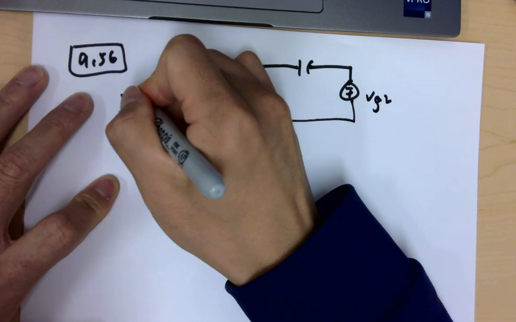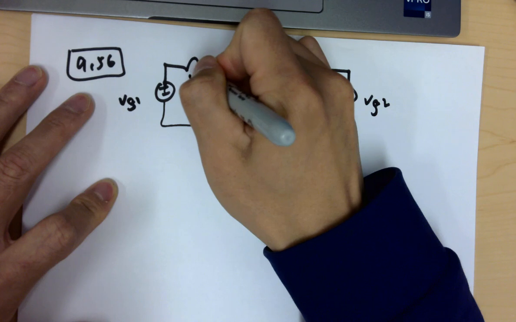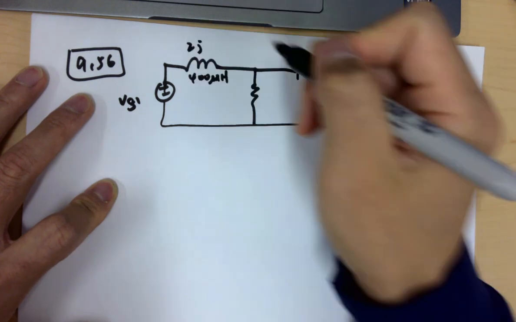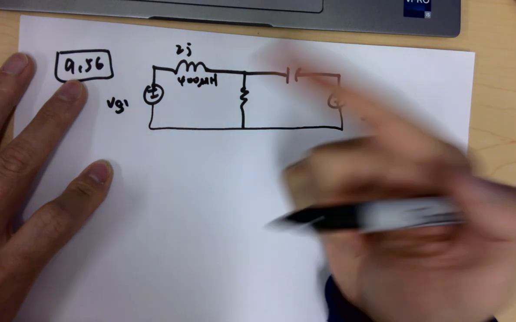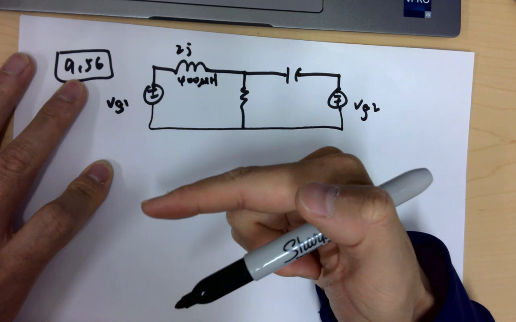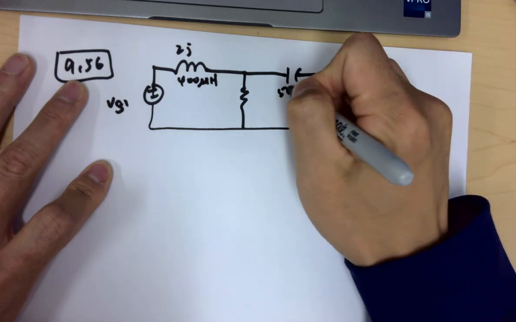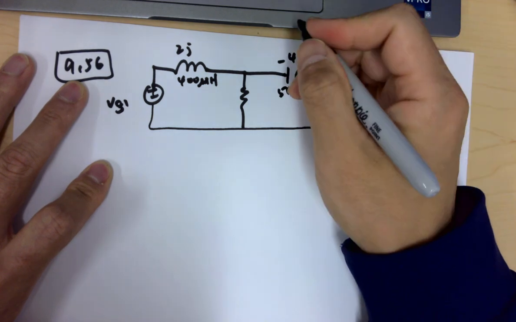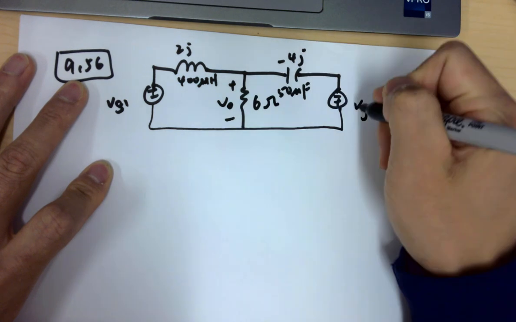VG2, VG1, this is 400 microhenry, and I converted it to its impedance, which is 2j. If you don't know how to convert it, refer to the video I posted previously for problem 9.43. This is 15 microfarads, which is minus 4j, and this is Vout, and this is 6 ohms.